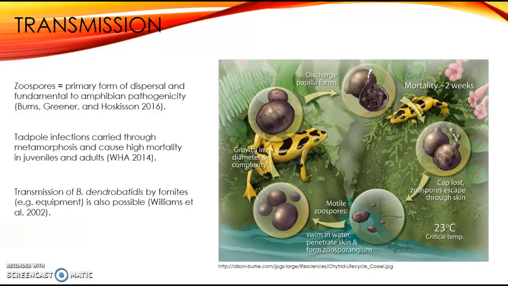Now, it's important to note that zoospores are the primary form of dispersal and are fundamental to amphibian pathogenicity. Tadpole infections can be carried through metamorphosis and cause high mortality in juveniles and adults. And the transmission of the fungus by fomites, for example equipment, is also possible.